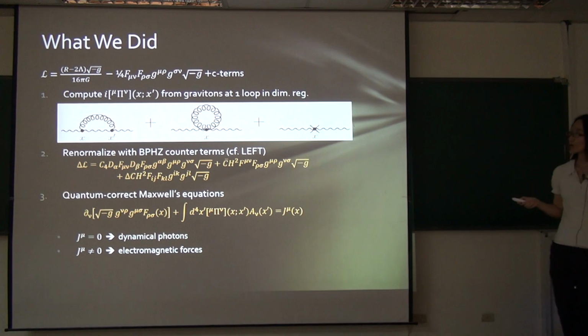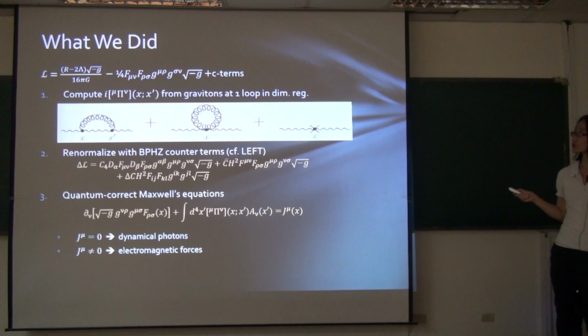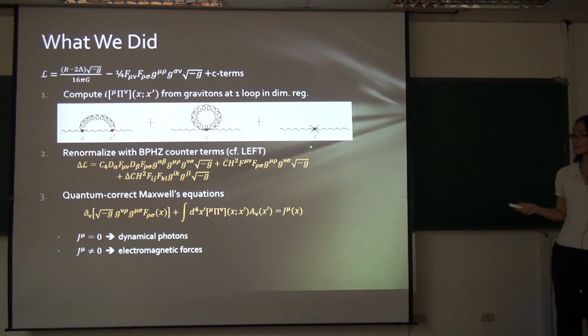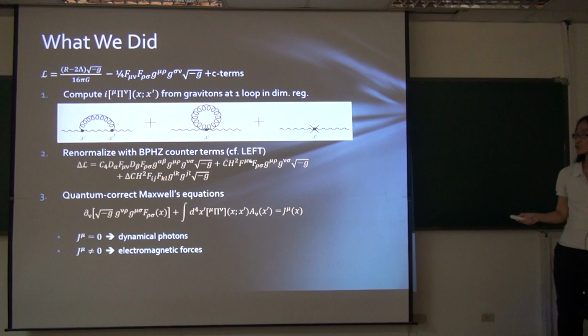What we did is compute the vacuum polarization at one loop using dimensional regularization. You can see this wavy line stands for the photon. The curly line is gravitons. And we also renormalize it using the BPHZ counterterms. We have two invariant ones and one non-invariant one. Later I will comment on why we have this extra term.